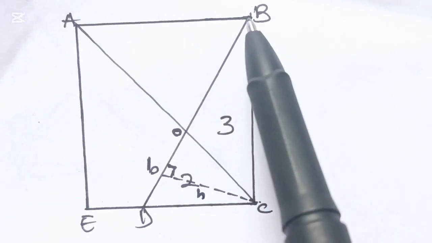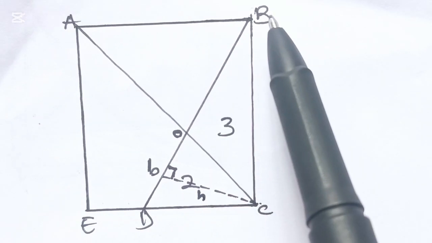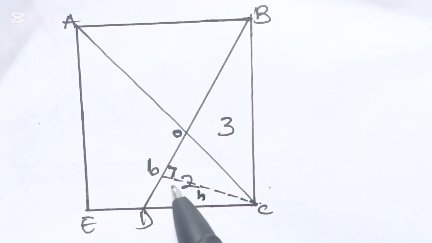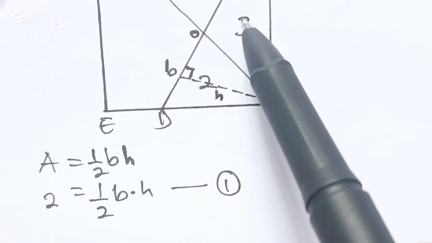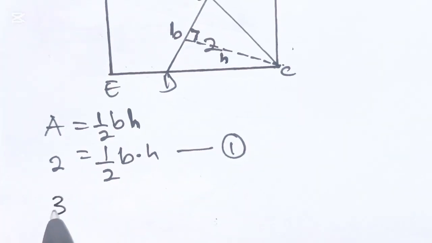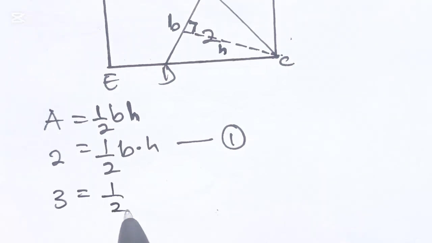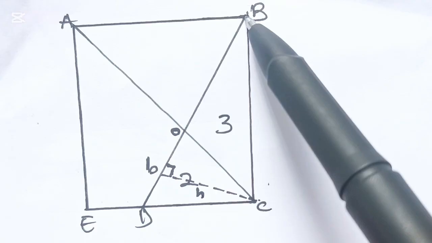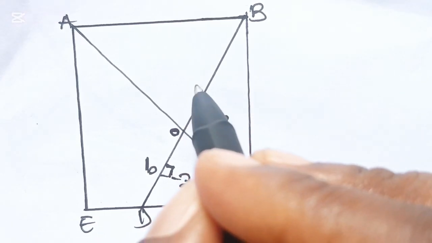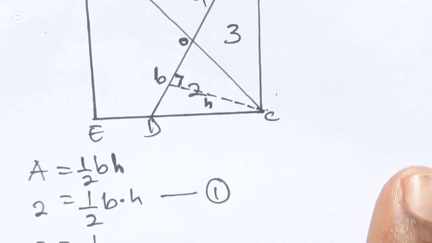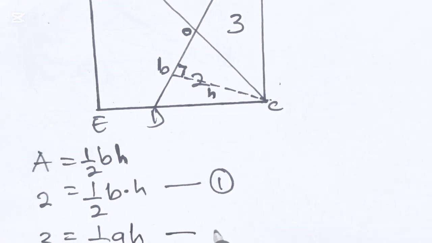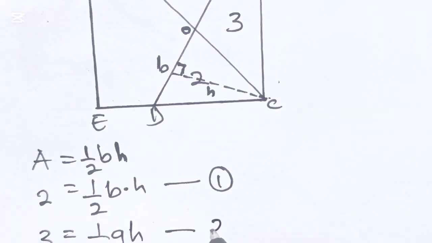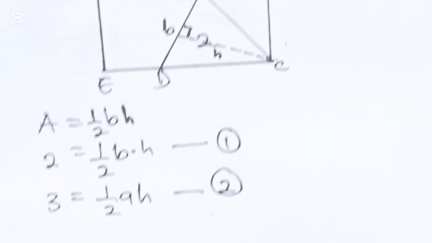Similarly, looking at the next triangle, triangle BOC, this happens to be the height as well. The area given is 3, right? So you can say 3 is equal to half times the base, from here to O. Let's call this small a. So we say a times H, since they share the same height. Let's call this equation 2.